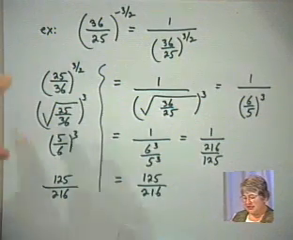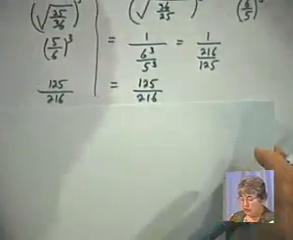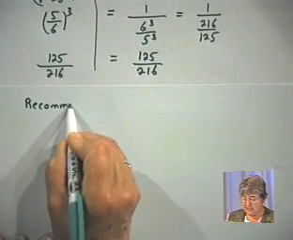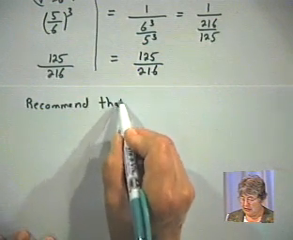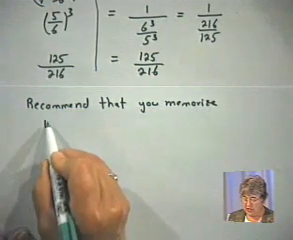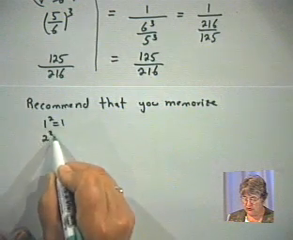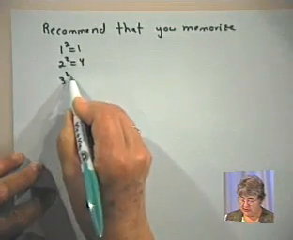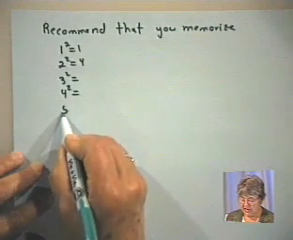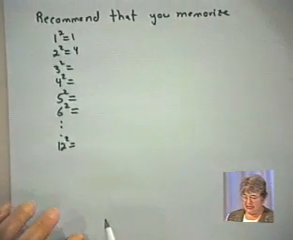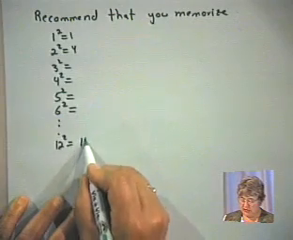One of the things that I would recommend for this chapter in working with rational exponents is that you memorize the easy powers of integers. And by those I mean the following. I would memorize 1 squared equals 1, 2 squared equals 4, and so forth, all the way to 12 squared. If you know those very easily, it'll save you a little bit of time. 12 squared, of course, is 144.